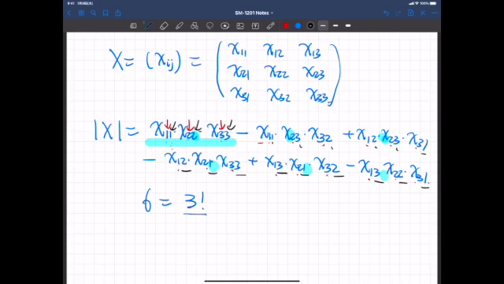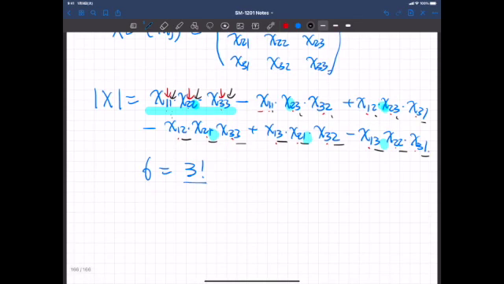So this is one of the secrets of the determinants. Okay, and also look at the signs. Some are positive, some are negative. So what's the difference? Why do some terms have a positive sign and some a negative sign?